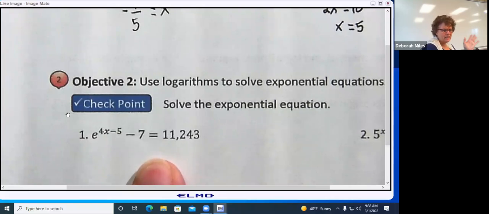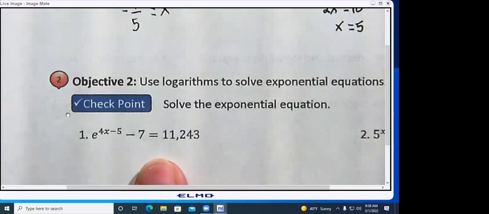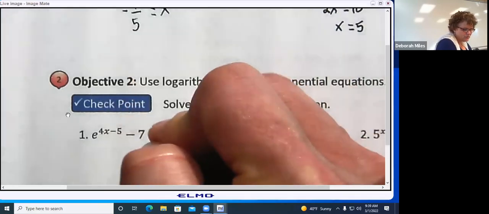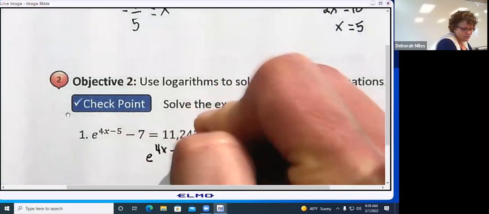There is one thing that seems kind of obvious as what I should do first. What would you do first? Yeah, get the exponential expression by itself. I may not be able to figure out what to do after that, but I think it's reasonable to add 7 to both sides.